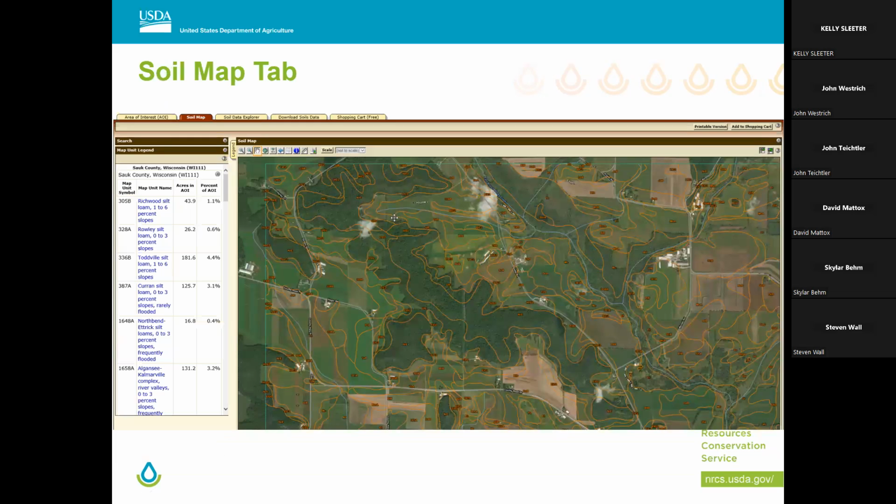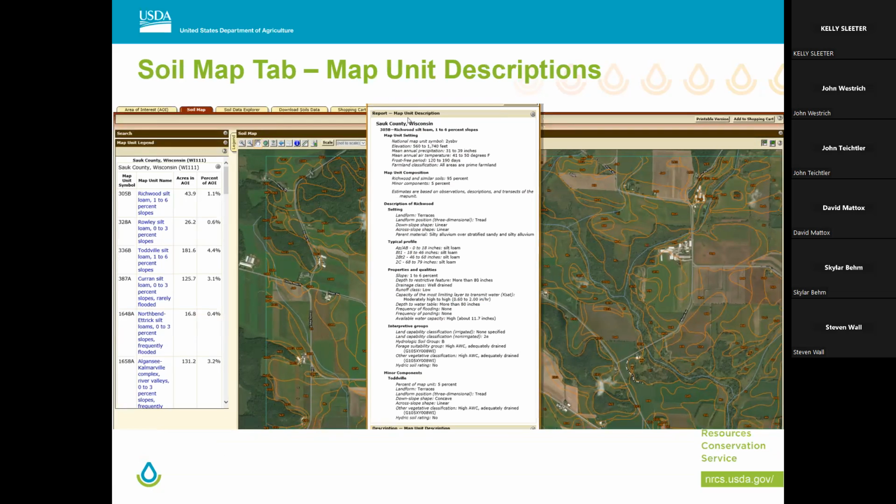So in this focus area, after you designated that AOI, or area of interest, you click on the Soil Map tab, the second one from the left. And this is what it'll bring up as an inventory. If you scroll down to the bottom of the page, it'll say the total amount of acres that you've selected. And it kind of gives you a percent of the AOI breakdown of what that map unit includes. This is from Sauk County.